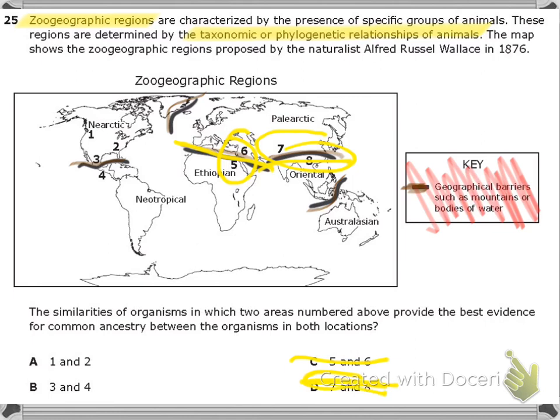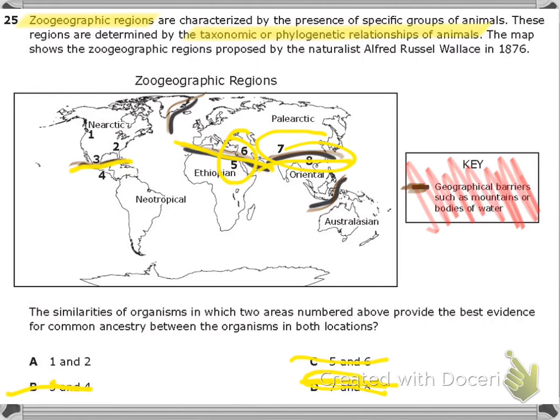B, 3 and 4. Well, again, I see 3 and 4. There's another barrier there, so they wouldn't be able to breed at any point, so there wouldn't be any common ancestor there. So B's out. So really the only one, and this one should stand out anyways because it's the only one that doesn't have a barrier.